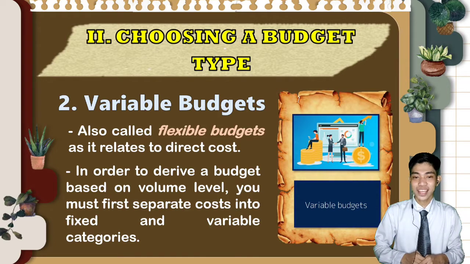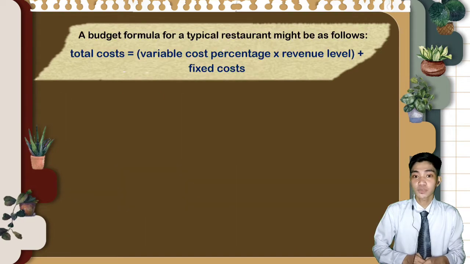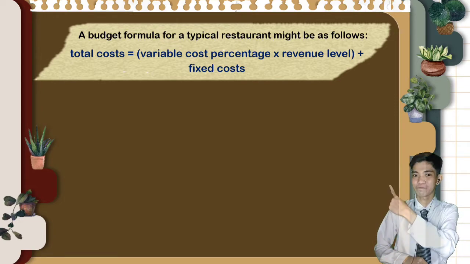Para sa total costs, the fixed costs should not change with the volume levels. So they are added in separately to determine the total cost. So ang ating budget formula dito na ginagamit rin for a typical restaurant may be as follows. Total cost is equal to variable cost percentage times revenue level plus fixed cost na makikita nyo rito.